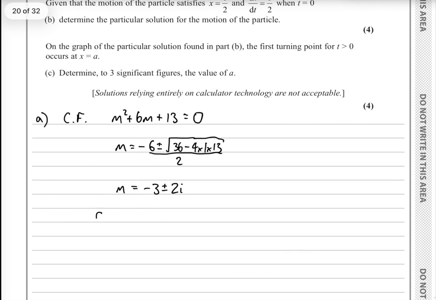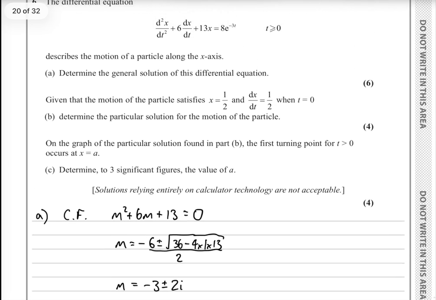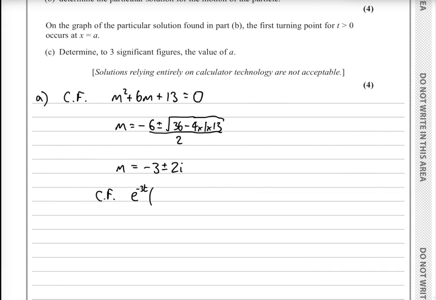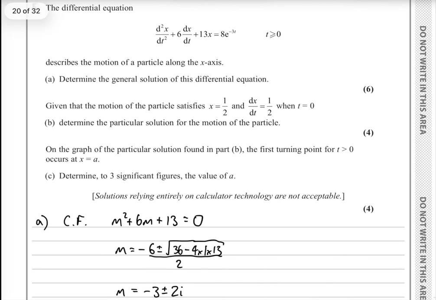That gives us the complementary function of e to the minus 3t, a times cosine 2t plus b times sine of 2t. Then we need the particular integral. Up here, 8e to the minus 3t on the right hand side, so I'm going to use lambda e to the 3t.